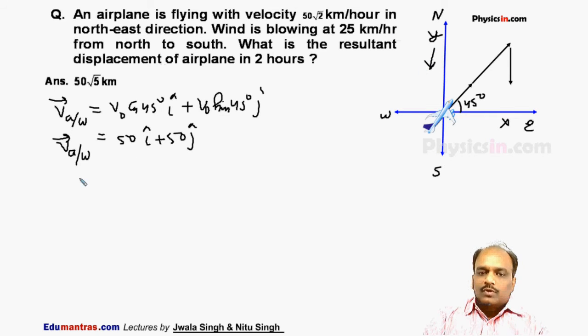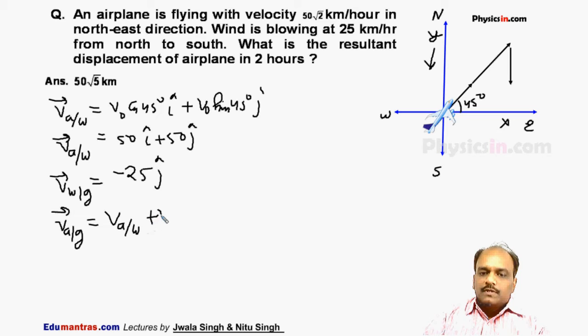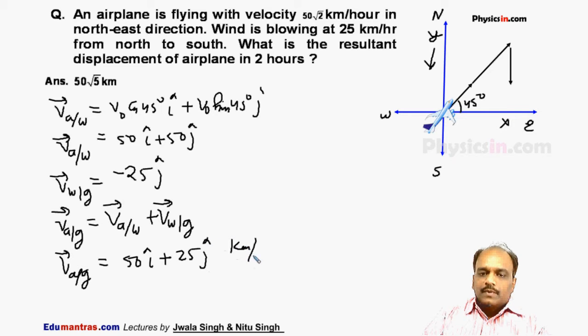In this direction the wind is blowing. So I can say the velocity of wind with respect to ground is minus 25 j cap. So the velocity of aeroplane with respect to ground can be written as the velocity of aeroplane with respect to wind plus velocity of wind with respect to ground. The velocity of aeroplane with respect to wind is this, and velocity of wind with respect to ground is minus 25 j cap. So adding these two we get 50 i cap plus 25 j cap, in kilometer per hour.